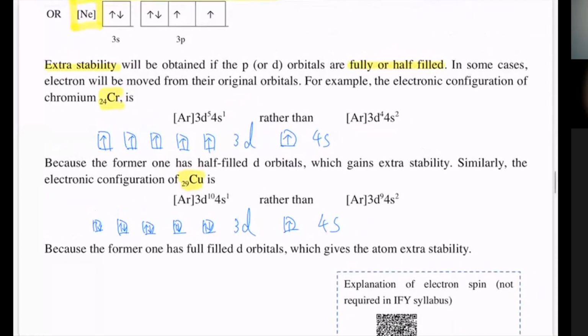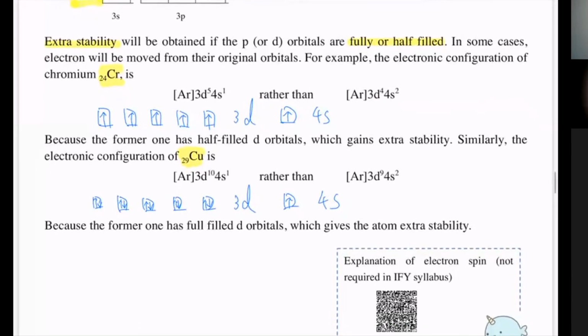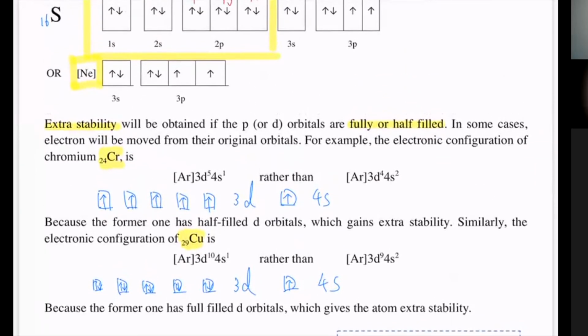Any question up to here? Okay, I think we've covered a lot today. So next week, we're gonna try to apply these rules in some questions and see whether you really understand them or not. Okay, anything you want to ask before I end the lesson?